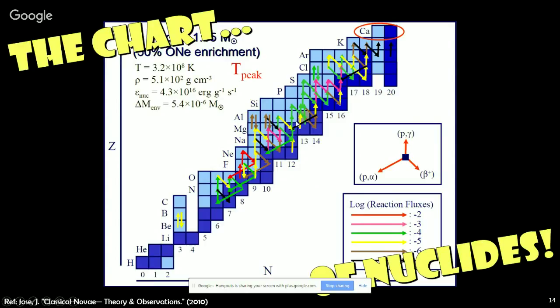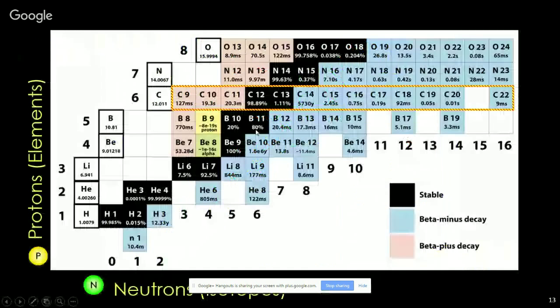Here is an expanded version of the chart of nuclides, right? Obviously, the periodic table goes beyond calcium, but for our purposes, since we're just talking about classical novae, we're going to stop here. And you can see that this chart only contains nuclei on the proton-rich side, right? So if I go back here, you can see that the blue nuclei are all neutron-rich. They have more neutrons than the stable nuclei.